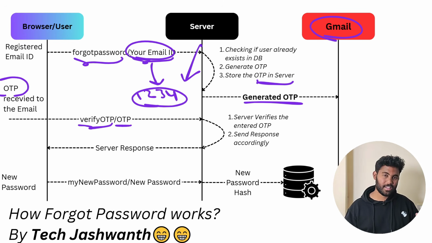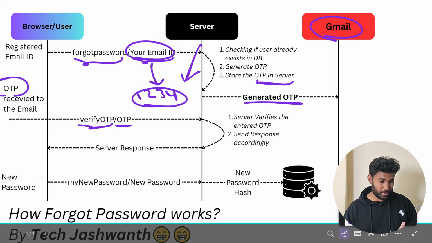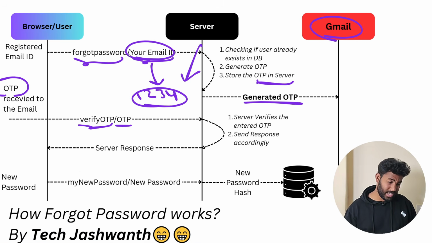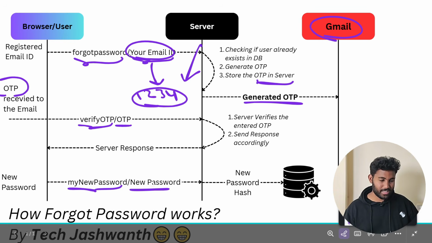So in this case, let's assume that we entered the right OTP and we were able to enter the new password. The user will enter the new password that he wants to set, and then he clicks on submit. And what happens after clicking on submit? This sample route will receive the new password that is set by the user.